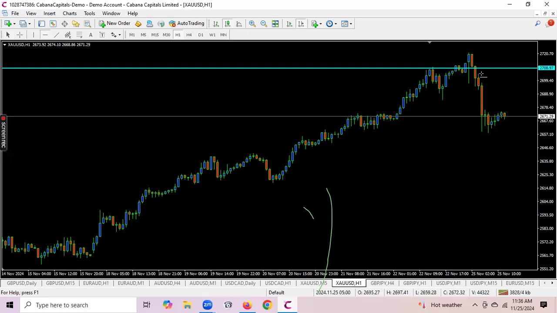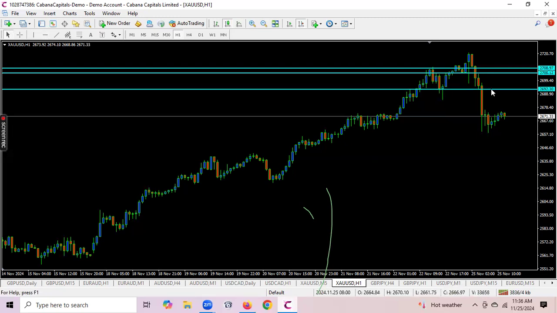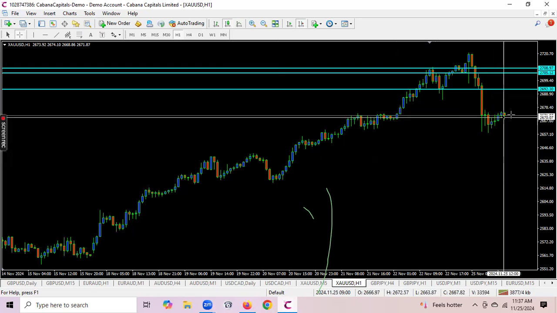I'll wait for price to pull back to this fair value gap, or price to retest this resistance, which has become a support. These are the levels I would consider selling gold. If you want to sell gold today, wait for price to pull back to this fair value gap. This support has become a resistance. Selling gold at the current market is at very high risk.